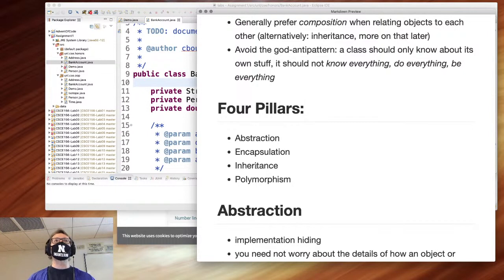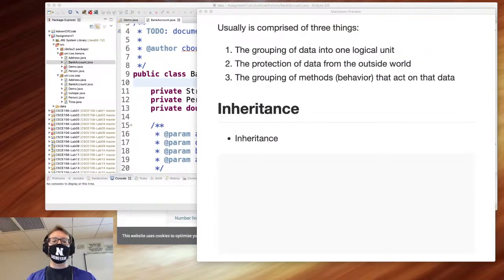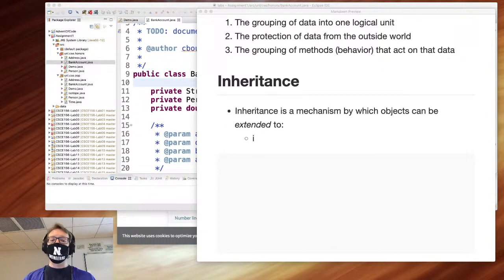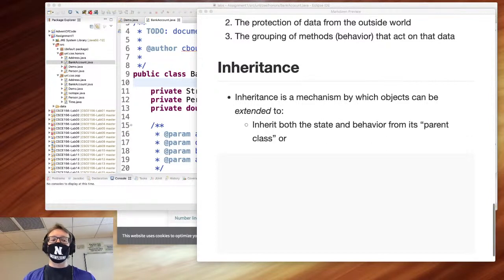And it's pretty simple. It's just basically defining a hierarchy of abstractions or of classes, basically. At its heart, inheritance is a mechanism by which objects can be extended. In fact, we use that key word in Java, and you can extend them to inherit both the state and behavior from its parent class, or superclass.